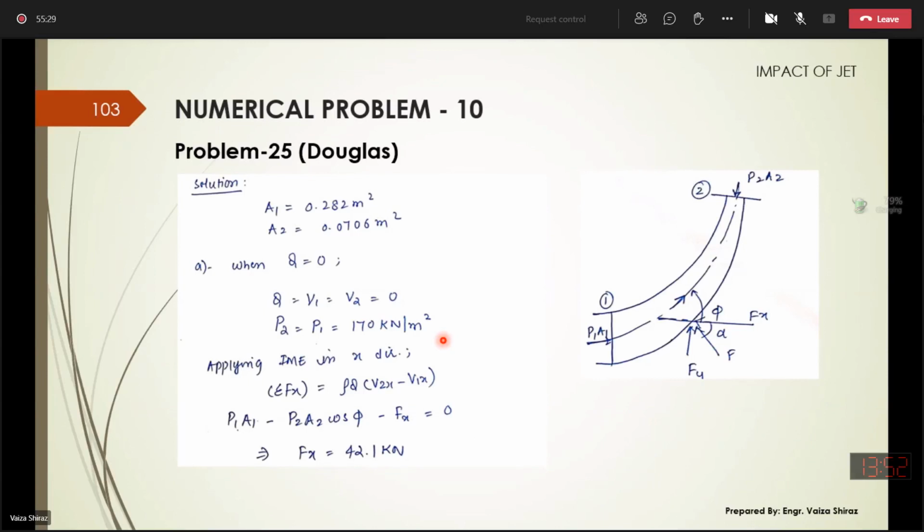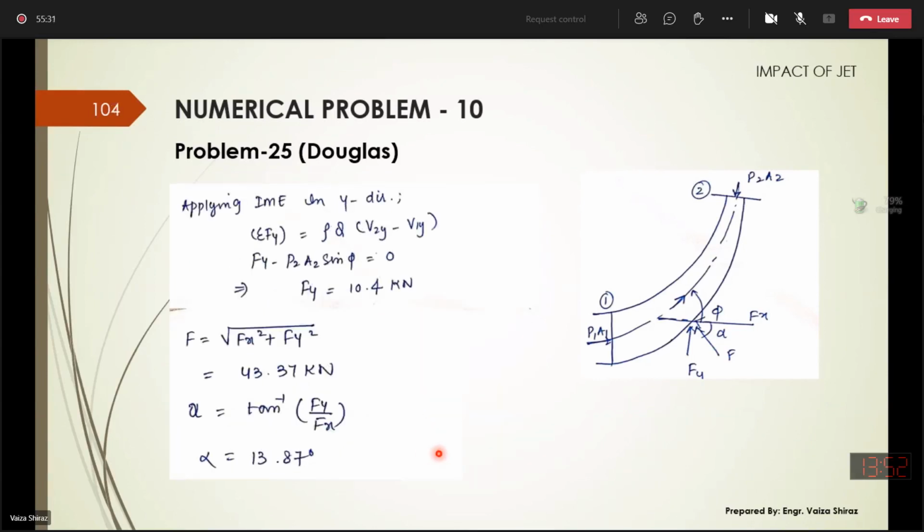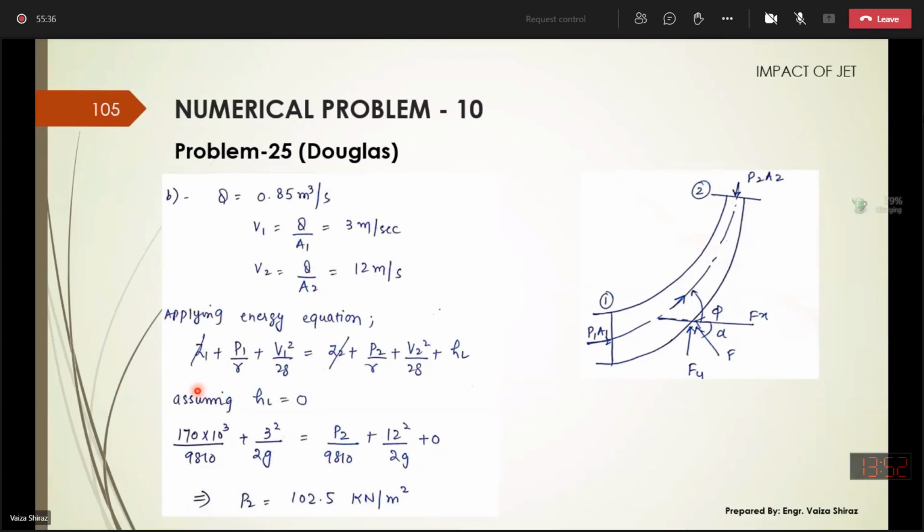In this case, this is your equation and this is Fx. What do you get for Fy? F and alpha. Now the second case, V1 and V2 are not zero. They come from Q over A1 and Q over A2. Now you will apply the energy equation. Over here, HL is taken as zero because it is not given.